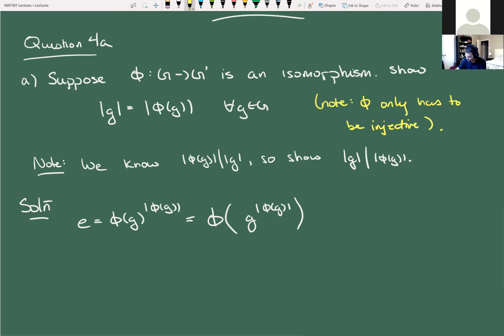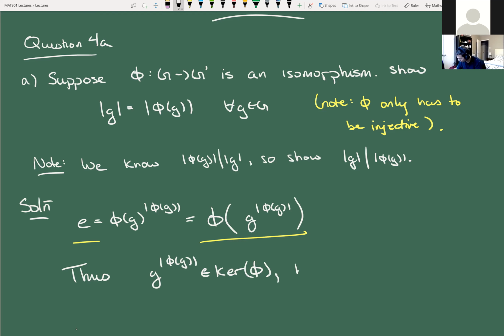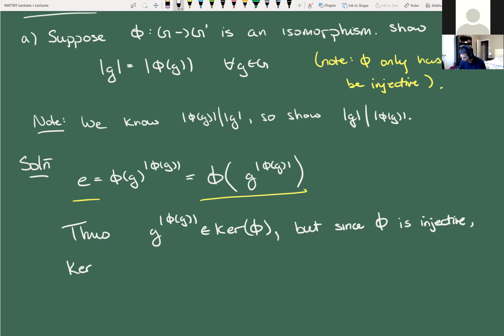And if we look at this equation, what does this say? Phi of this thing is equal to the identity. Well, that means that g to the power of the order of phi g is in the kernel of phi. But if phi is bijective, or in particular, the only thing we actually need here is injectivity, that's equivalent to the kernel being trivial. So, since phi is injective, it's trivial. So that tells us that g to the order of phi g must be the identity. Right? And that's exactly what we wanted, because this implies that the order of g must divide the order of phi g.